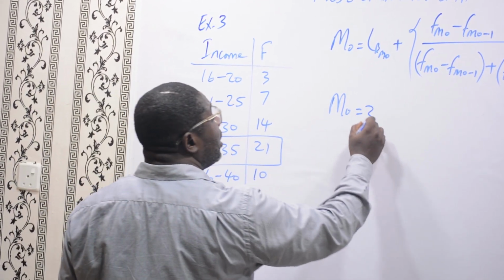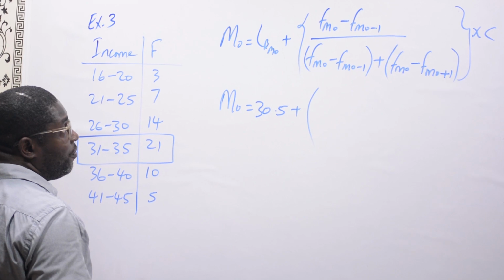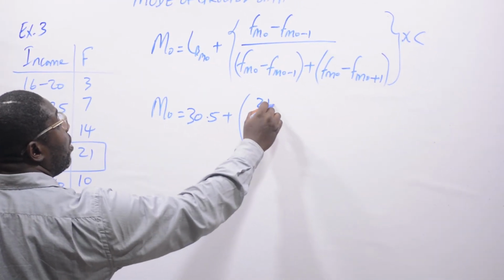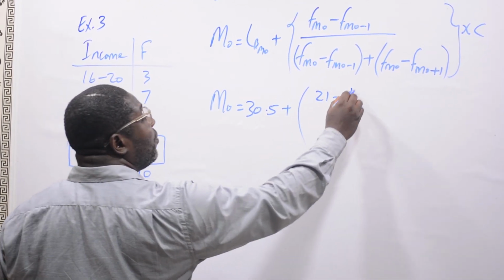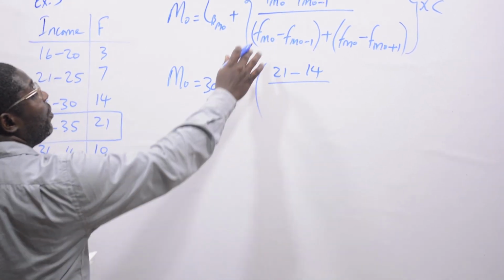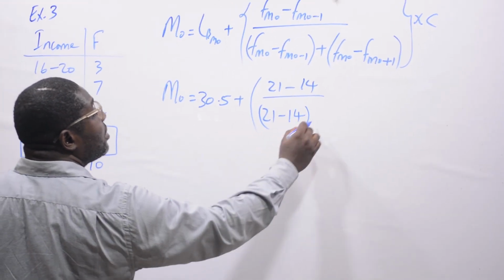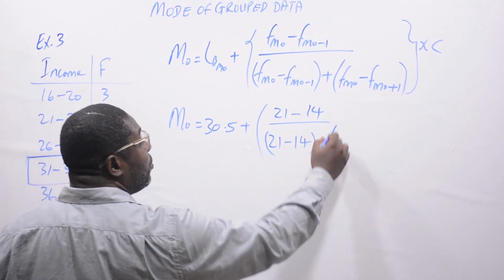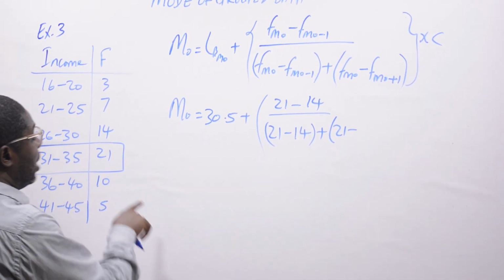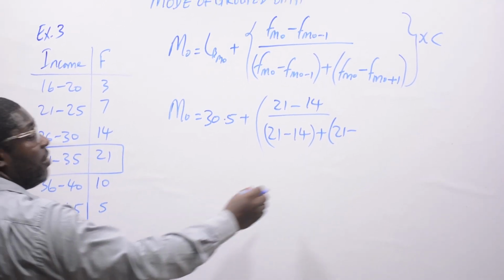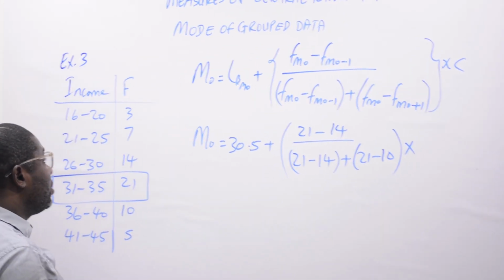So this will be 30.5 plus, we'll open the brackets. The frequency of the modal class is 21 minus the frequency of the class before the modal class, that's 14, divided by frequency of the modal class 21 minus frequency of the class before the modal class plus frequency of the modal class 21 minus frequency of the class after the modal class, which is 10. Can you see that here? We have 10. So 10 comes in here, close bracket, times our class size.